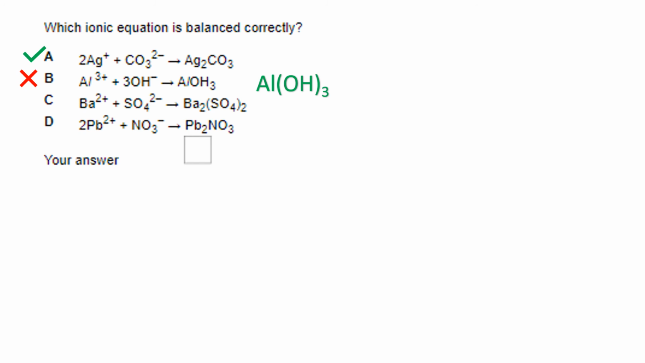C, so 1 barium 2+, 1 sulfate 2-. That actually works. What's wrong with that equation there? Right, well, they've doubled it up for some bizarre reason. So it balances, but it's not accurate, is it? Okay, next one then, I've got 2 lots of lead with 2+, so that's 4 pluses, and I've only got 1 nitrate, so that's not right. It should be 2 lots of lead and 4 lots of the nitrate, so that's actually wrong. So my answer is A.